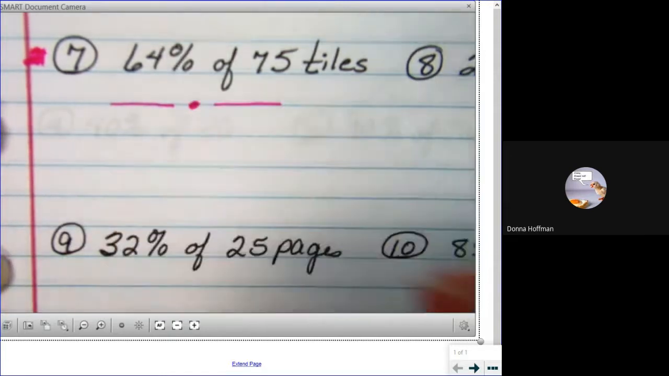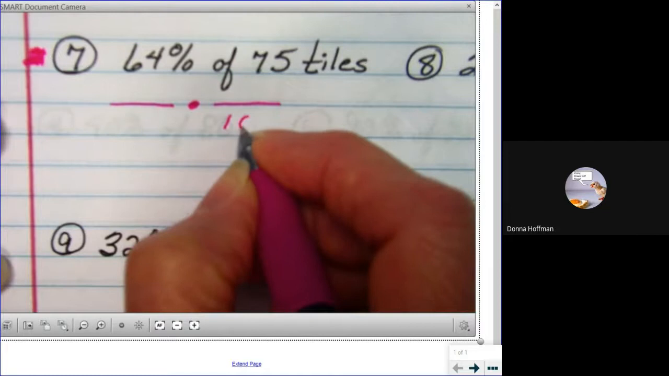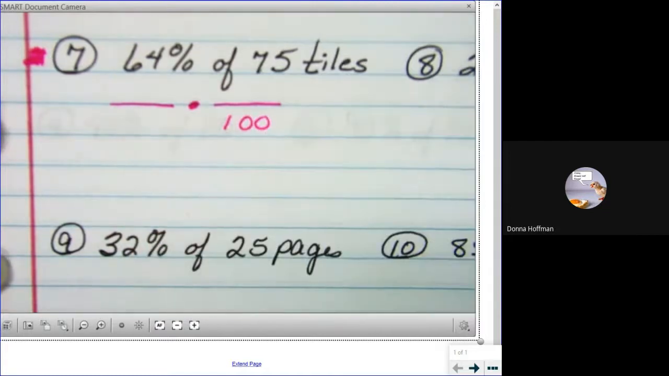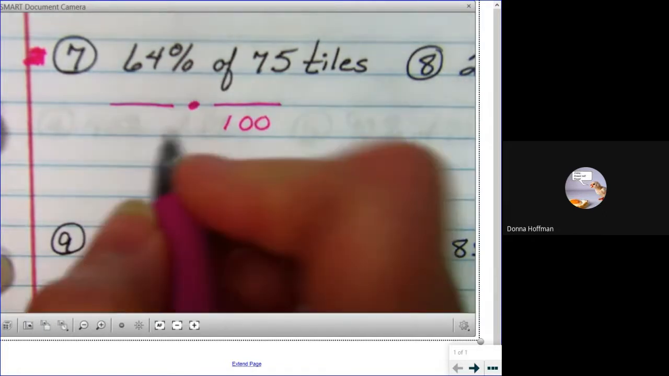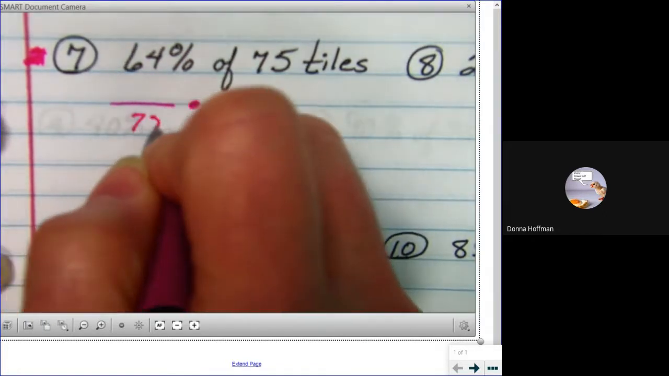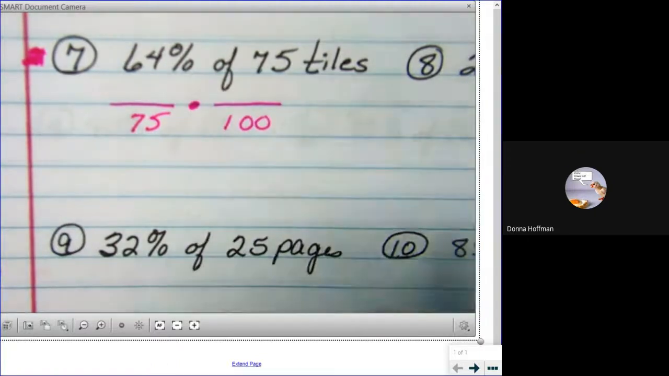Fraction bar, multiplication symbol, fraction bar with 100 down at the bottom. Now I got to put my pieces and parts where they belong. Where does the 75 go? Denominator first term, good. And 64 is the numerator.